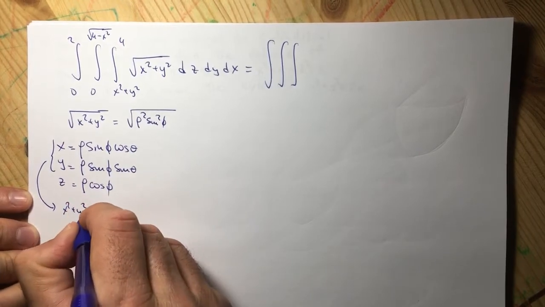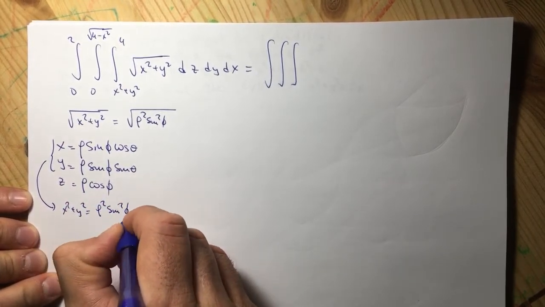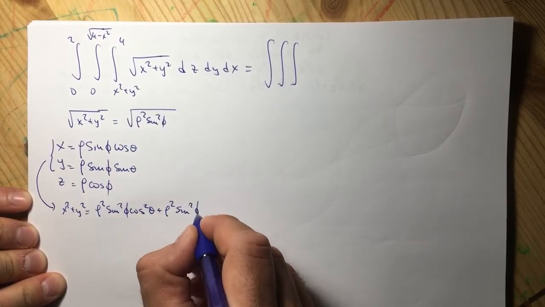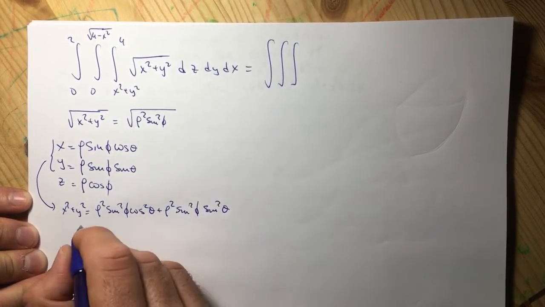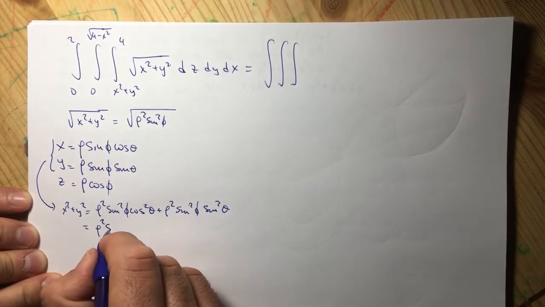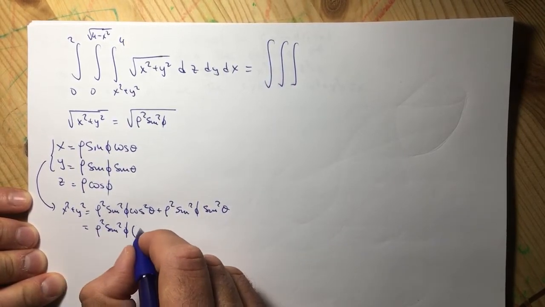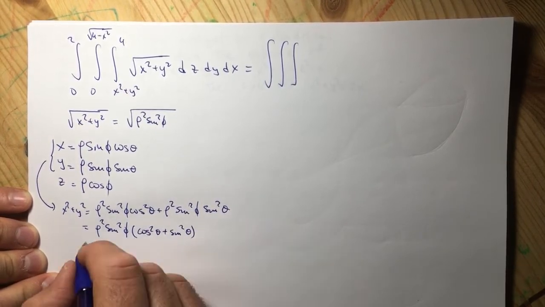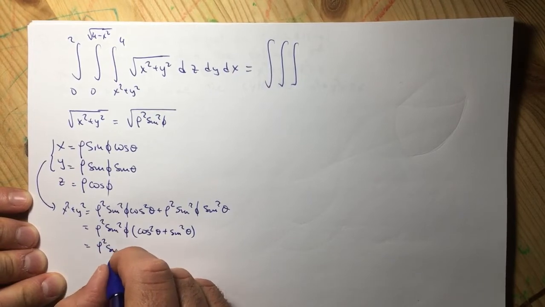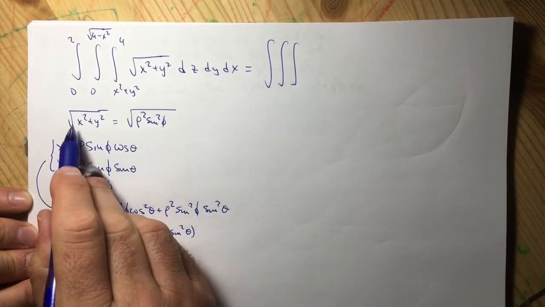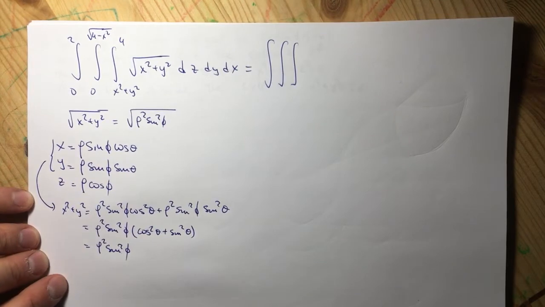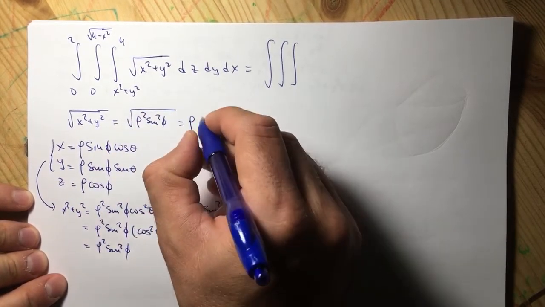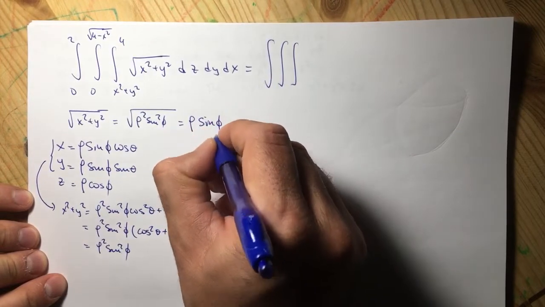x squared plus y squared is equal to rho squared sine squared phi cosine squared theta plus rho squared sine squared phi sine squared theta. Factor out rho squared sine squared phi. In parentheses, you have cosine squared theta plus sine squared theta, and of course this is 1, so you get rho squared sine squared phi. So x squared plus y squared in spherical coordinates is rho squared sine squared phi. Square root of that is just rho sine phi.